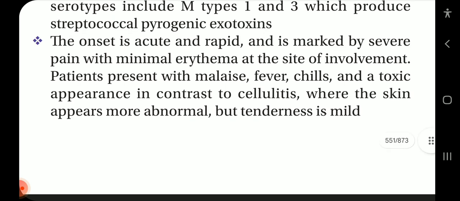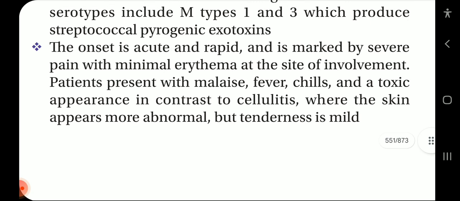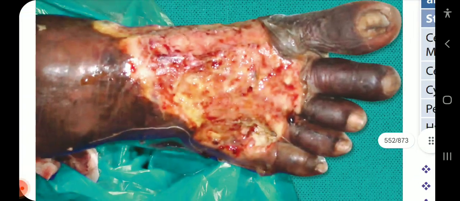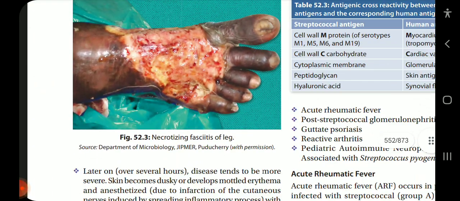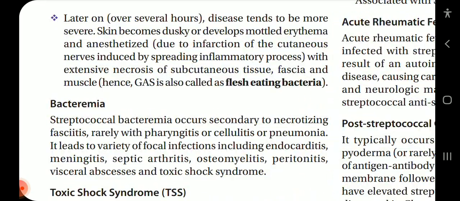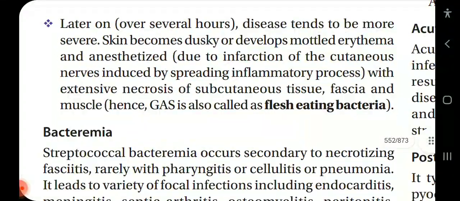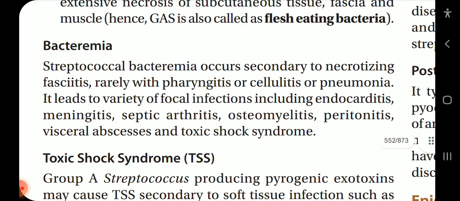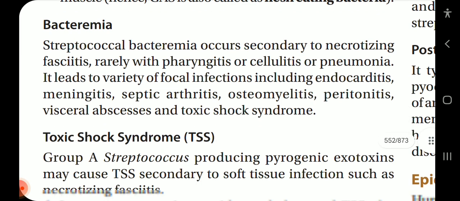The onset is acute and rapid and is marked by severe pain with minimal erythema at the site of involvement. Patients present with malaise, fever, chills, and a toxic appearance, in contrast to cellulitis where the skin appears more abnormal but tenderness is mild. In this image, we can see necrotizing fasciitis of the leg. Later on, over several hours, disease tends to be more severe. Skin becomes dusky or develops mottled erythema and becomes anesthetized due to the infarction of cutaneous nerves induced by the spreading inflammatory process, with extensive necrosis of subcutaneous tissue, fascia, and muscle. Hence GAS is also called flesh-eating bacteria.